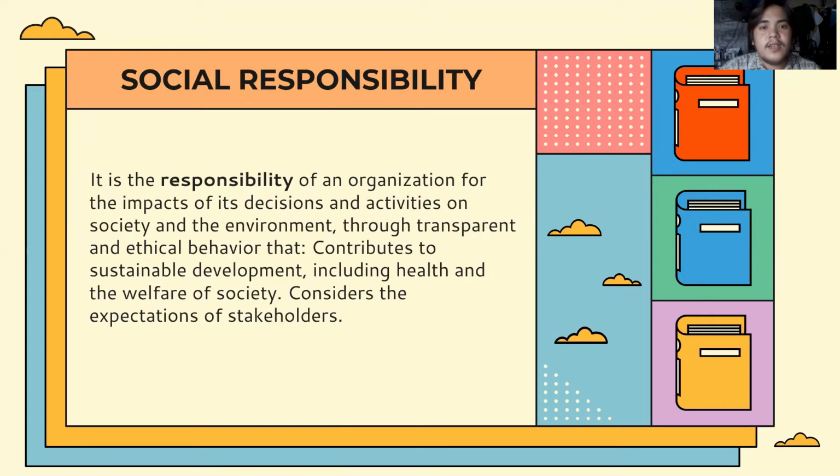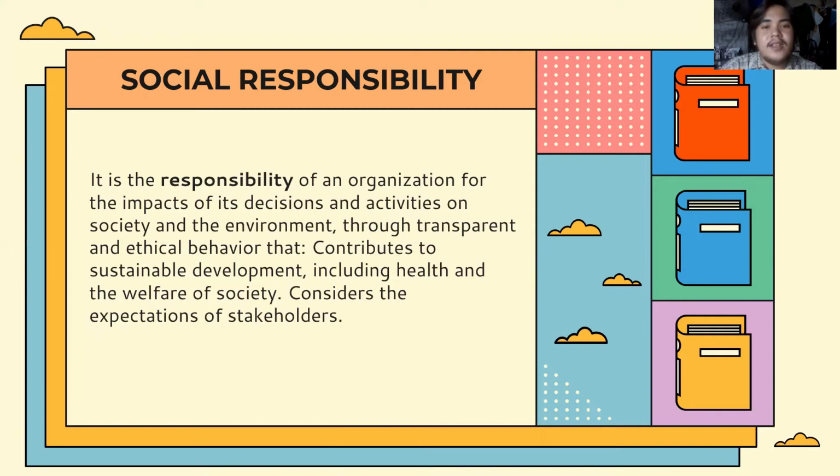Through transparent and ethical behavior that contributes to sustainable development, including health and the welfare of society, it takes into account the expectations of stakeholders. Social responsibility also means that companies need to comply with laws and regulations, but perhaps more importantly, take actions and create conditions to help all employees grow, develop, and contribute to company goals, regardless of their background and career issues they are facing. It means having social responsibility will make companies long-lasting.